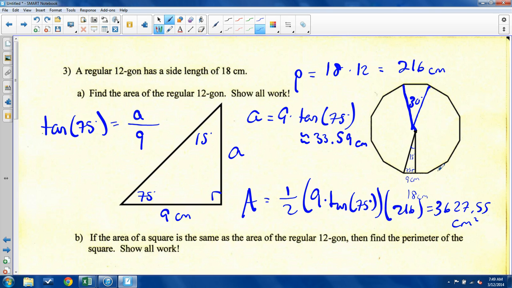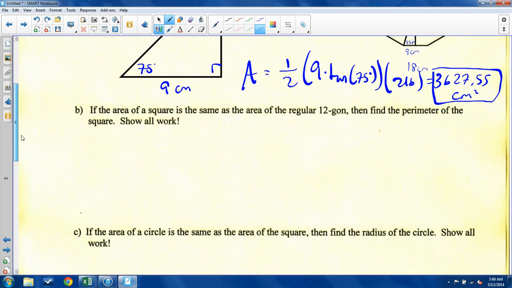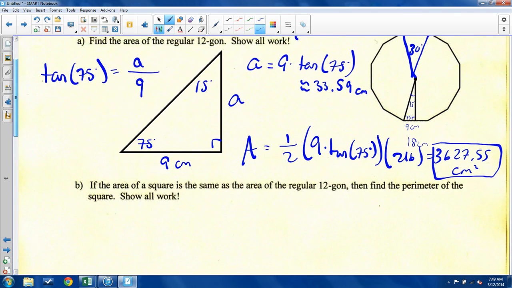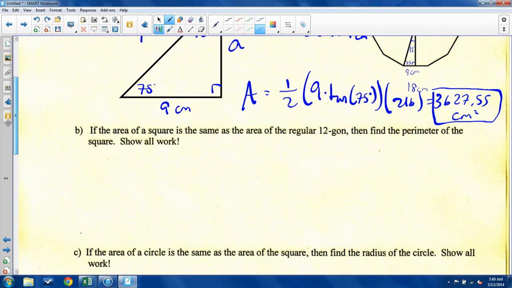Okay. So that's the area they found in this thing. Now, if you store it in your calculator and leave it here, it's 3627.553385. Because we're going to use this area here. If the area of a square is the same as the area of the regular dodecagon, then find the perimeter of the square, show all work.